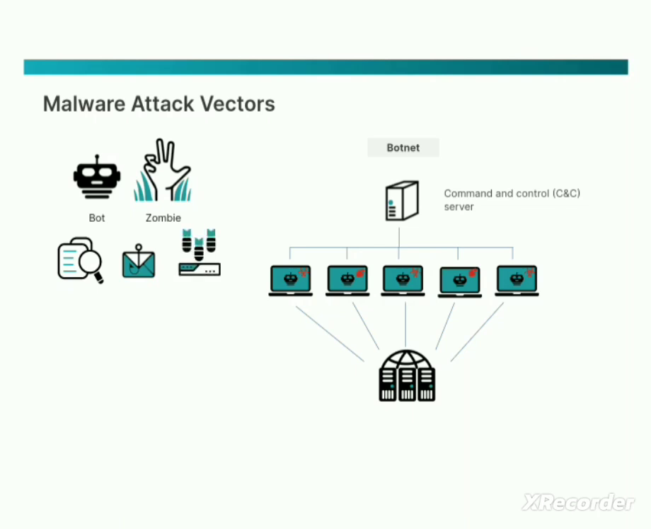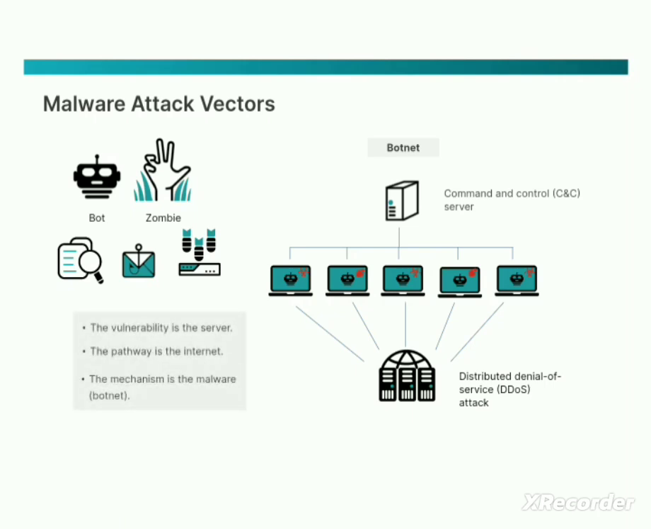An attack by a botnet against a server with the intent of making it inaccessible is known as a distributed denial of service, DDoS, attack. In this case, the mechanism of the attack vector is the botnet. The pathway is the internet, and the vulnerability is the targeted server.